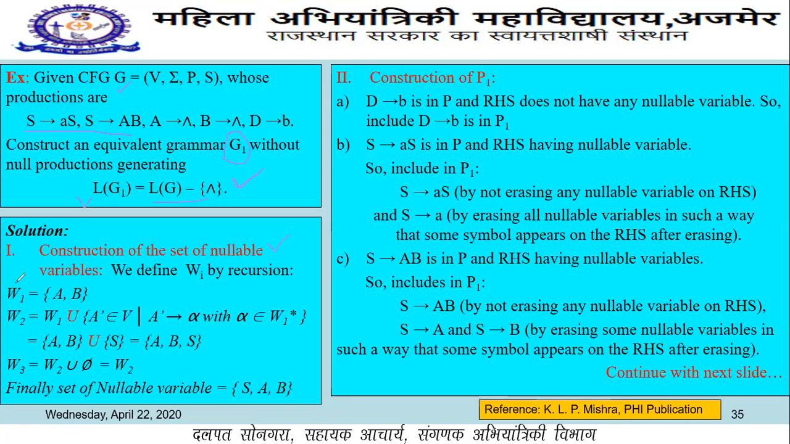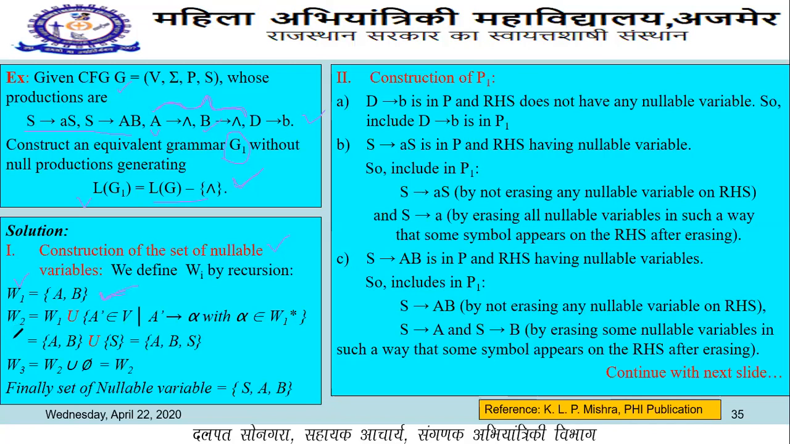We start with W1, which of course is the set of all nullable variables. For this, look into the productions of the given grammar G, where A tends to null and B tends to null. These both are null productions. Therefore, these variables A and B are said to be nullable variables. So we include A and B into this W1. I hope this is clear.